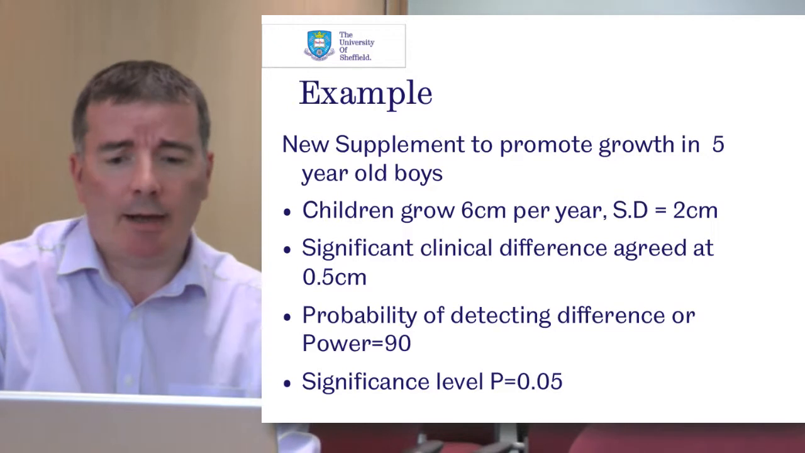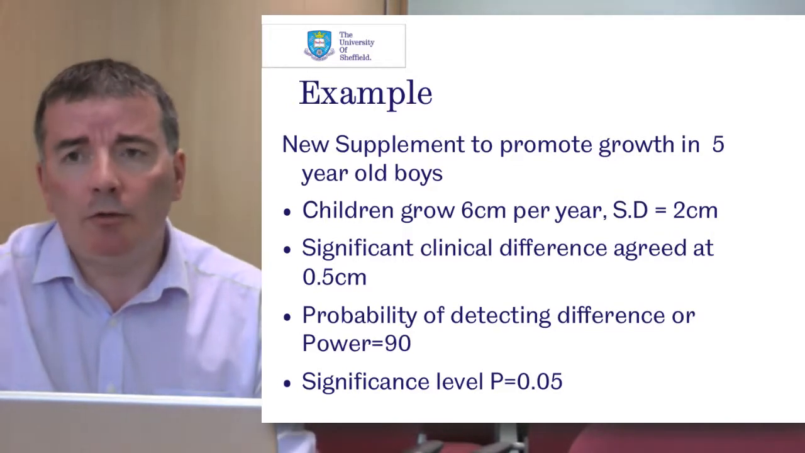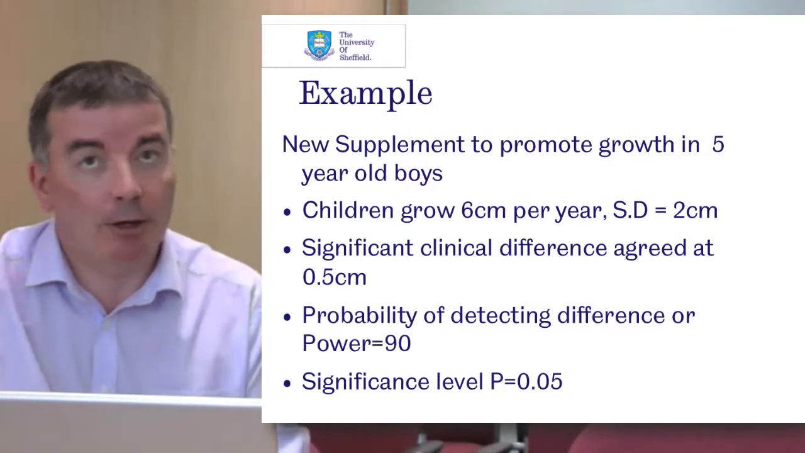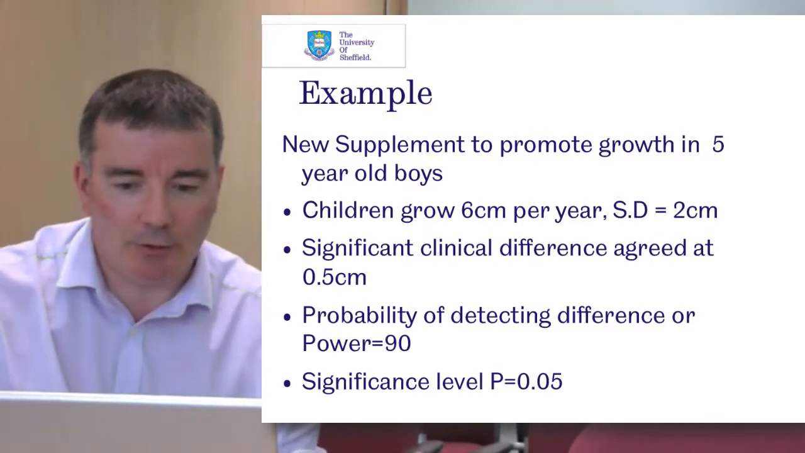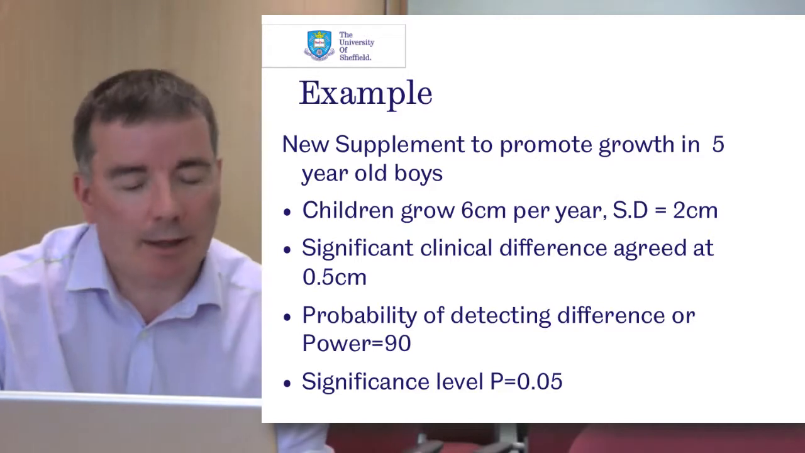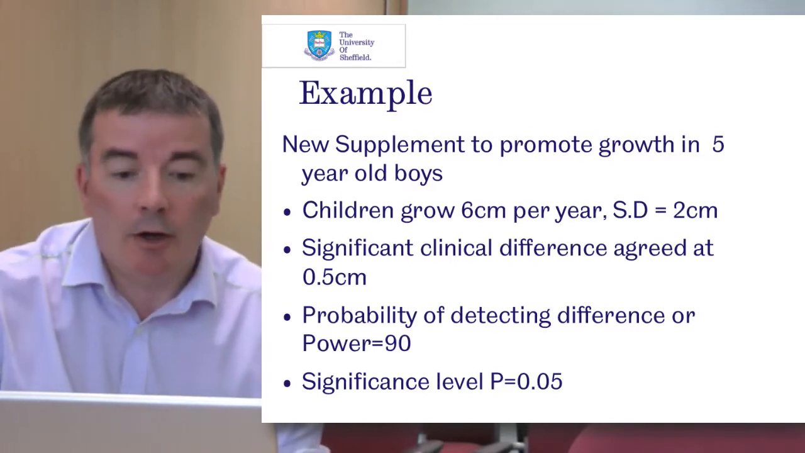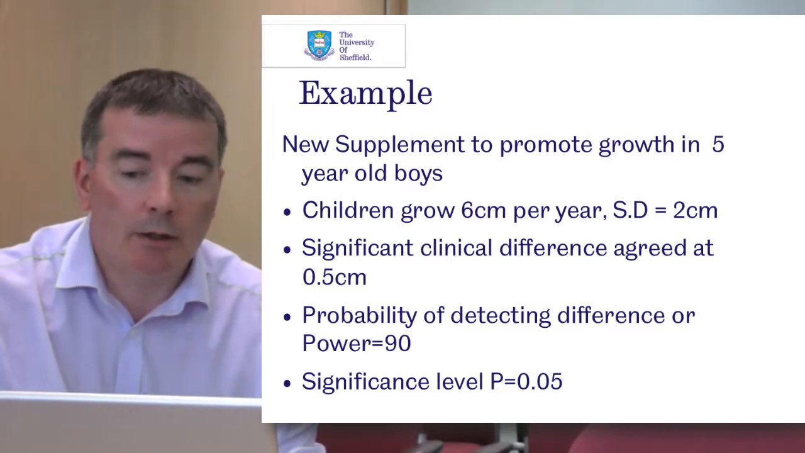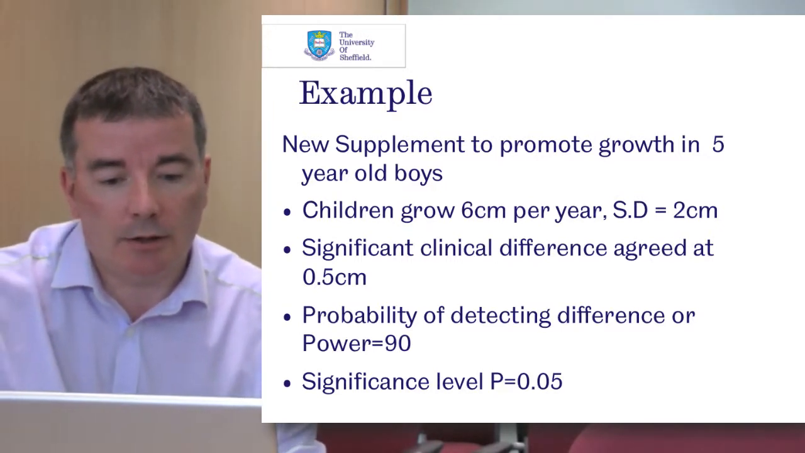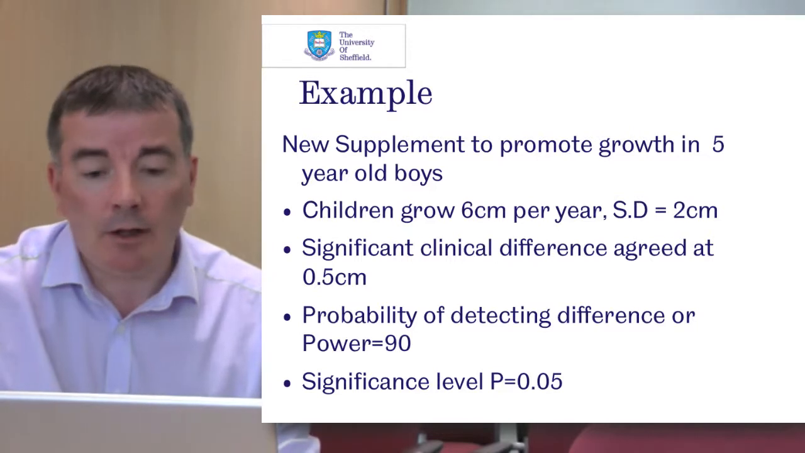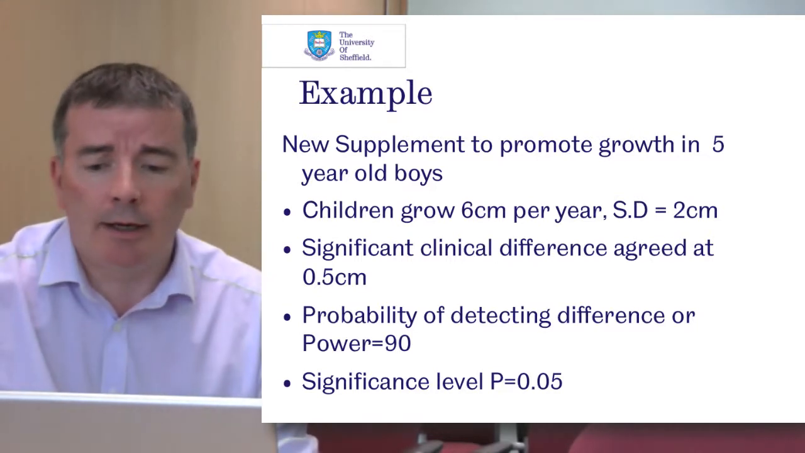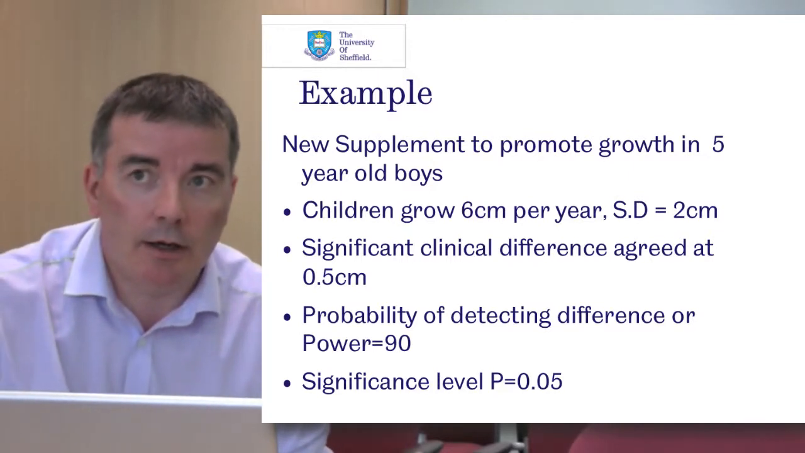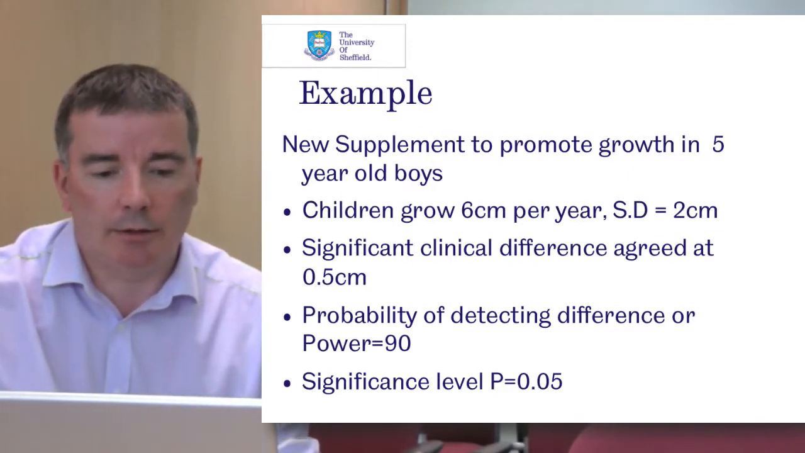So I'm going to use an example. You develop a new supplement to promote growth in 5-year-old children. Obviously there are a number of ethical issues around this, but it's a nice simple example. You know that children at age 5 grow 5 centimetres a year with a standard deviation of 2 centimetres. You and your colleagues think about it and decide that if you increase growth by 0.5 of a centimetre a year, that would be clinically significant.